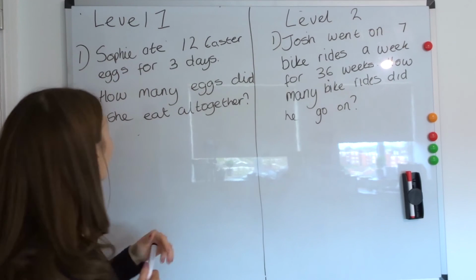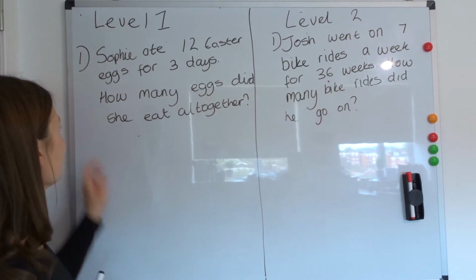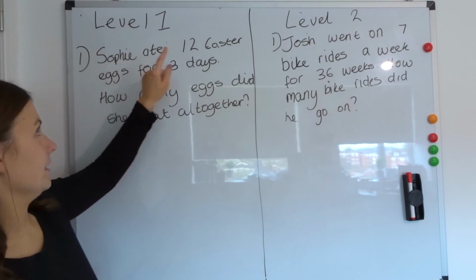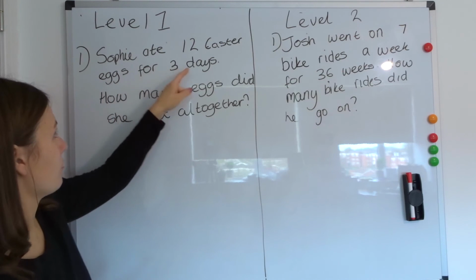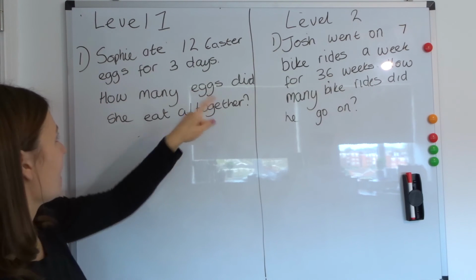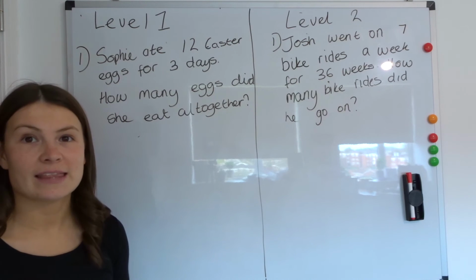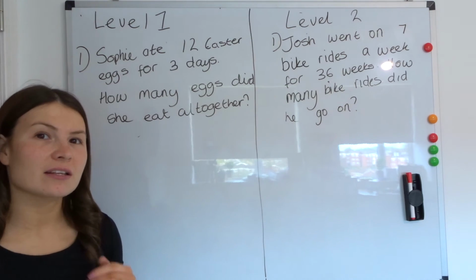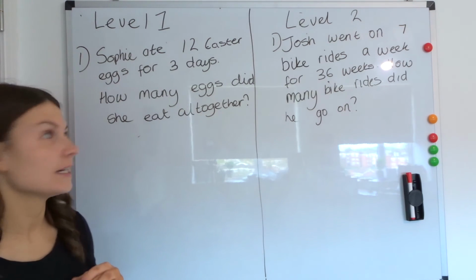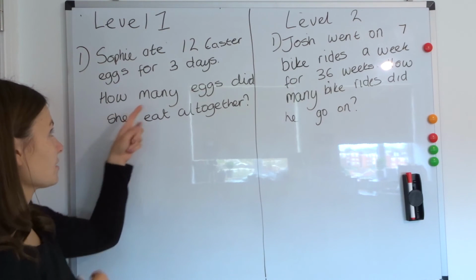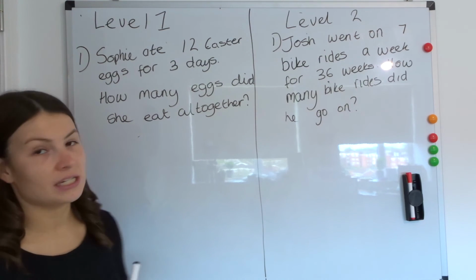Okay, so we'll start off with level 1. Level 1 says, Sophie ate 12 Easter eggs for 3 days. How many eggs did she eat altogether? So what's this question asking us? What's it asking us to find out? Okay, so it's asking us to find out how many eggs did she eat altogether.